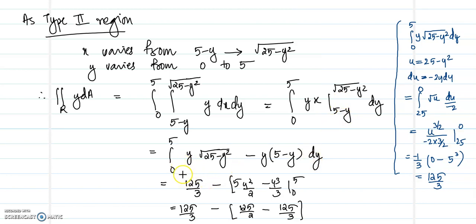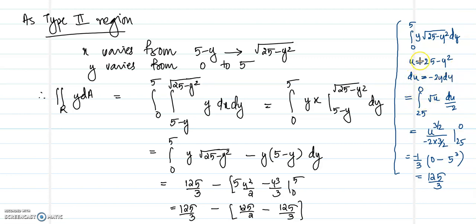So that will give integral 0 to 5 of y root of 25 minus y square minus (5y minus y square) dy, we can write. Now let me integrate the first integral separately. This portion you can integrate directly. So here I have taken the substitution. Again it's in function and derivative form. Take the substitution u equal to 25 minus y square. So du will be minus 2y dy.